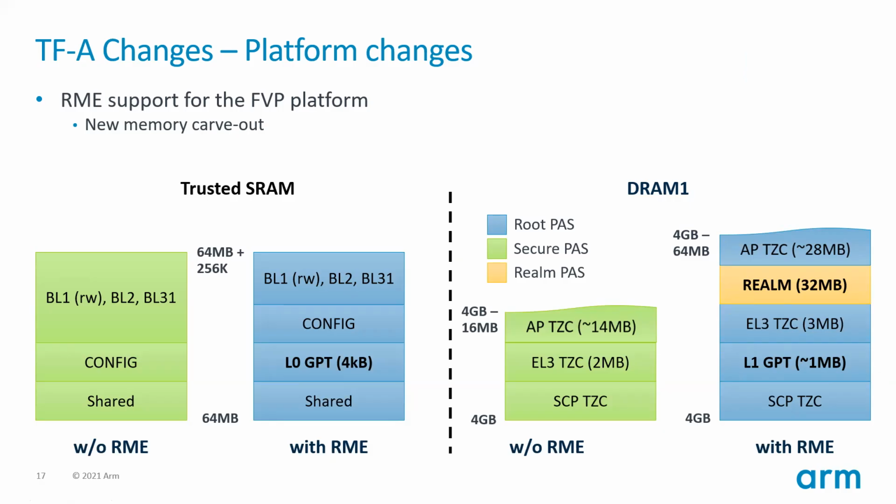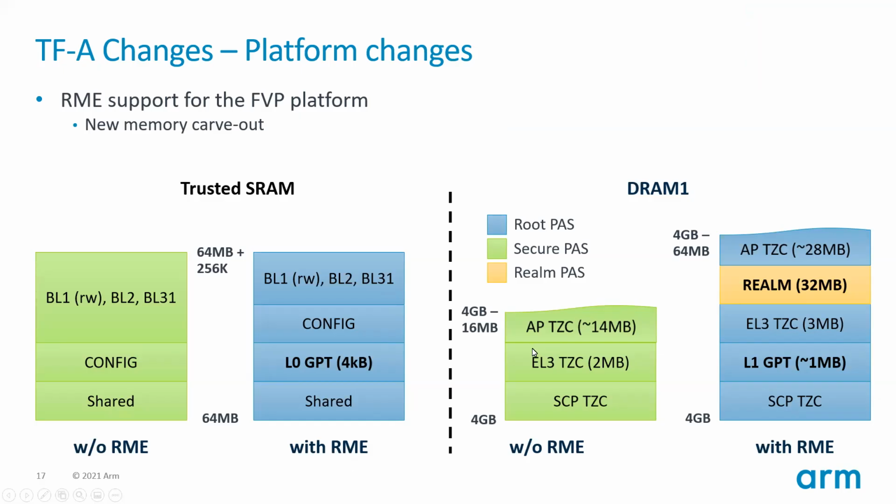Sorry, quick question. So the left side, the green diagram, is without the enable RME option, and on the right side, the green is without and blue is with the enable RME option. Is that how I should read the slide? Yeah. This one is for trusted SRAM. This one is without RME. This is with RME.